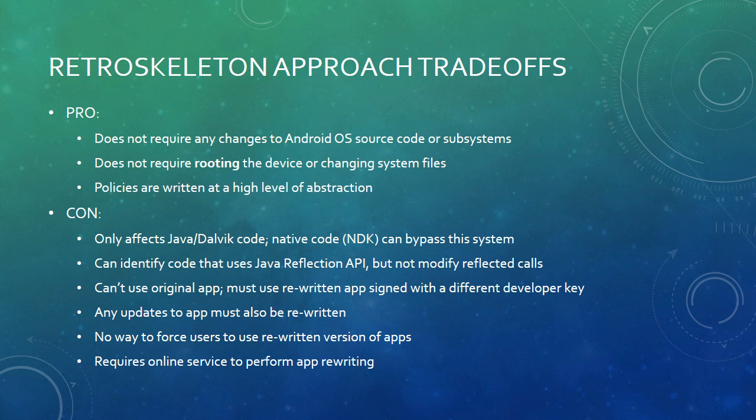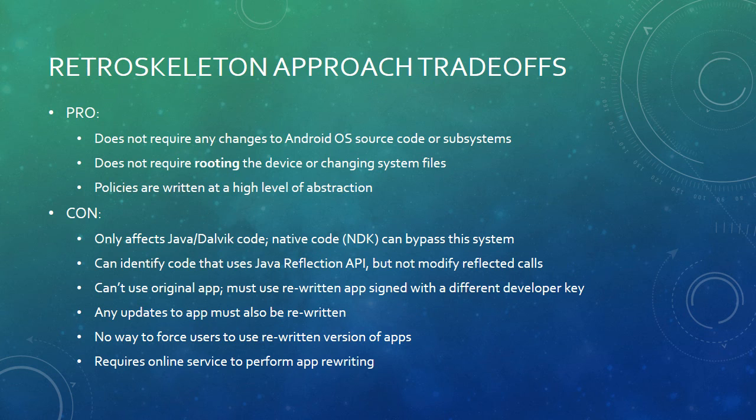On the con side, this solution only helps with code in the Dalvik virtual machine. Any code that uses the Native Development Kit or NDK can bypass the system. Only 5 to 10% of apps use native code, but sometimes that is used to hide malware or malicious code. Another problem for RetroSkeleton is code that is dynamically dispatched using the Java Reflection API.